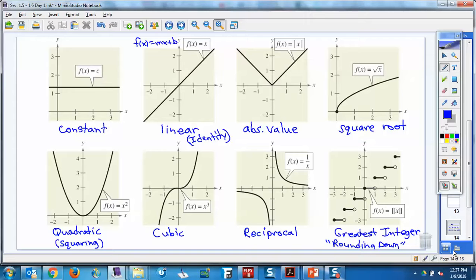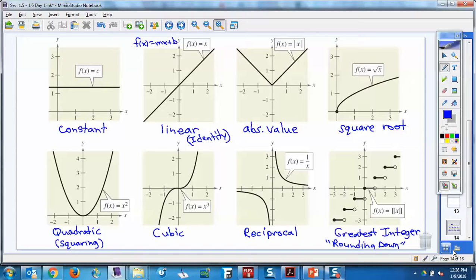These 8 basic functions are listed on page 7, right? You can take a picture of it. I'm going to leave this up here. You can take a picture of this, or you can write it down. Either way, one of the things we want to be able to do is identify and know which basic graph goes with each basic function.